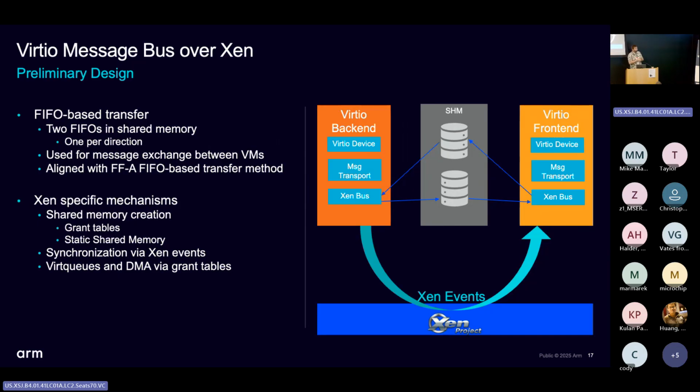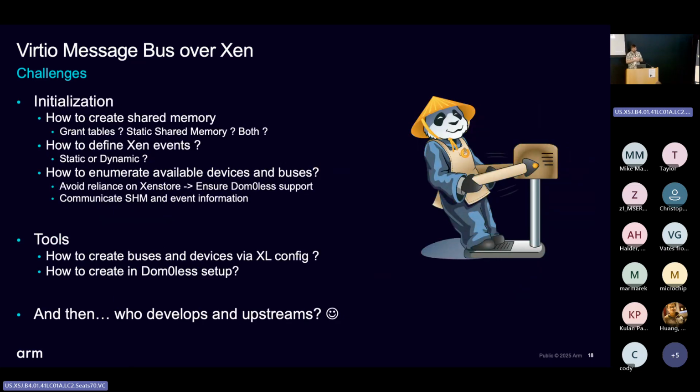Using that, you have a Virtio solution between two VMs where the hypervisor's responsibility is to create the shared memory and then to transfer events. For the rest of the Virtio needs, we can still use the existing solution, which means using grant tables to share memory between VMs and have DMA and Virtio working. There are some challenges with this. The first one is how to create the shared memory. We have grant table solutions, we have static shared memory, and we could use both depending on the use case. Same goes for how we allocate and communicate the events. And then we need a solution to enumerate the devices.